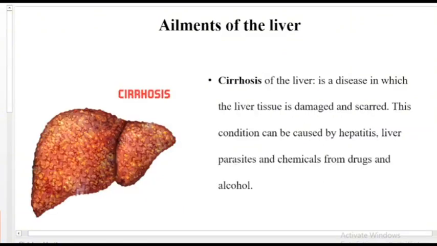We now come to another ailment of the liver, which is liver cirrhosis. Cirrhosis of the liver is a disease in which the liver tissue is damaged and scarred. This condition can be caused by hepatitis, liver parasites, and chemicals from drugs and alcohol. So when a person is taking too much alcohol or too much drugs or chemicals, liver cirrhosis can develop.